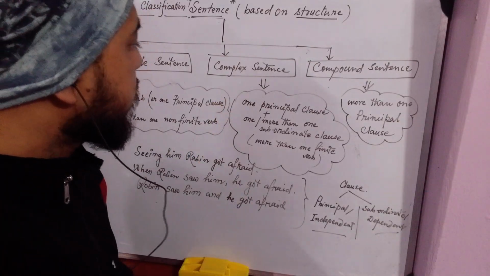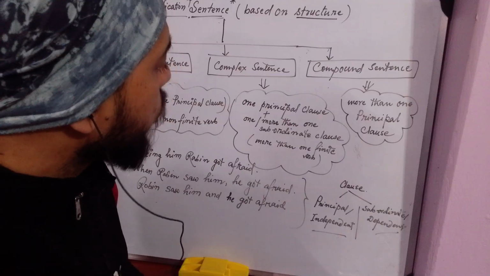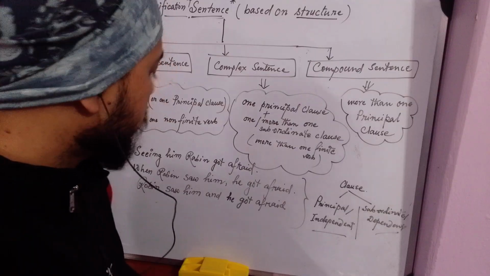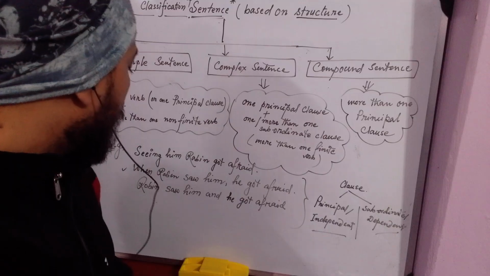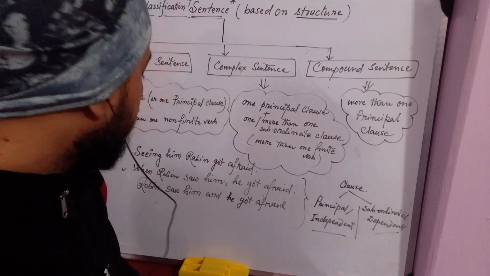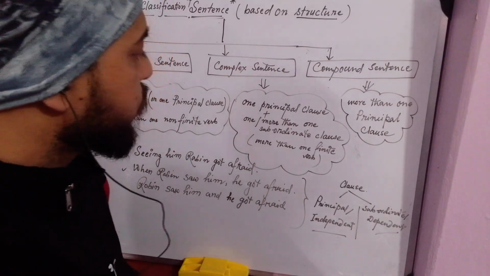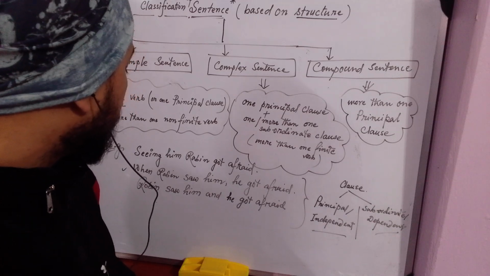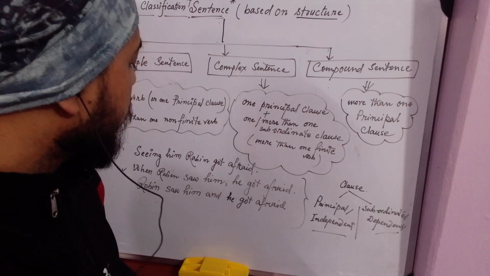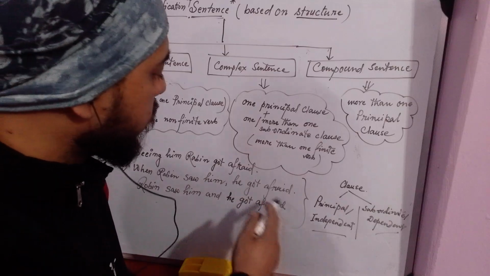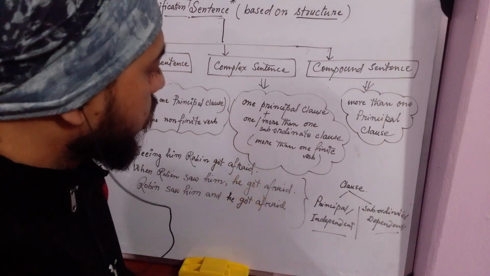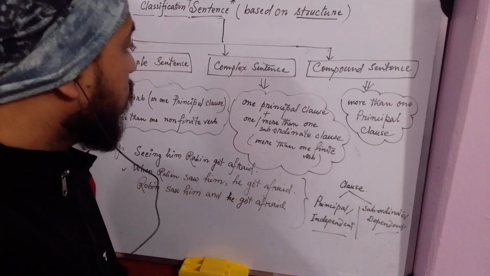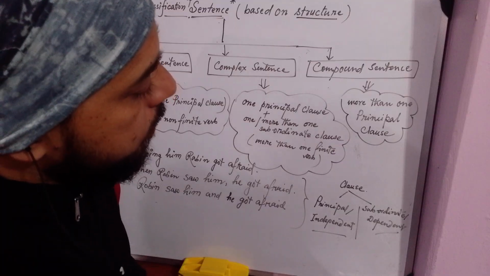Second one, complex sentence: one principal clause plus one or more than one subordinate clause. For example, the second one, when Robin saw him, he got afraid. Here, he got afraid is the principal clause, and the other part, when Robin saw him, is depending on that one, so it is a subordinate clause. So this is an example of a complex sentence.